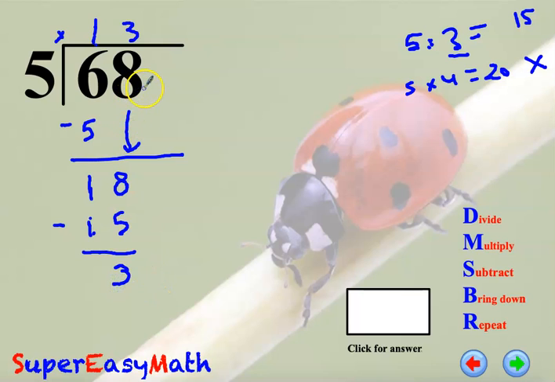Now we have no more digit to bring down, and the remainder is not equal to 0. We can write it as 13 remainder 3. But what if we want to write it as a decimal, so 13 point something?